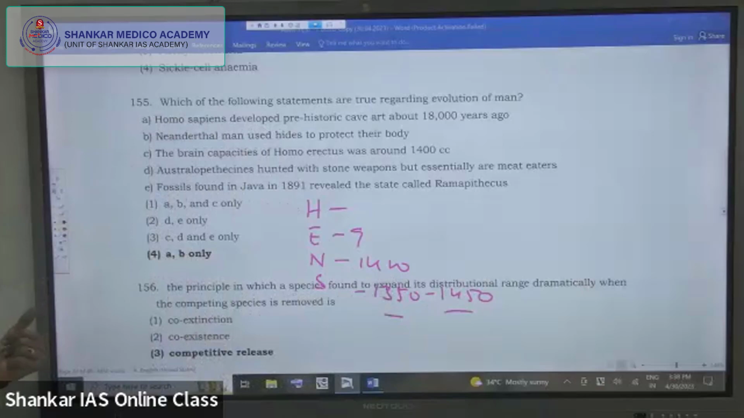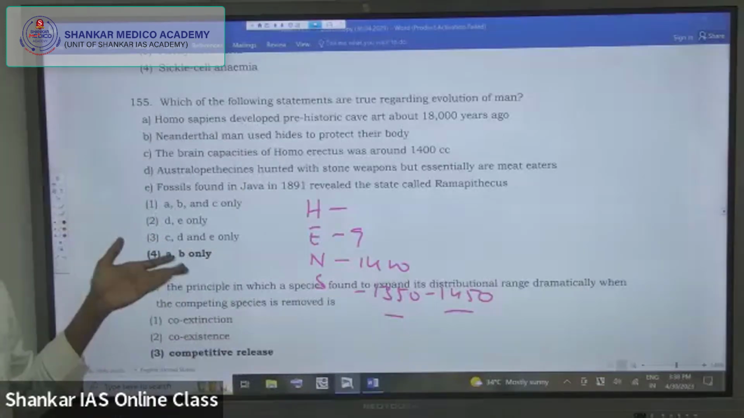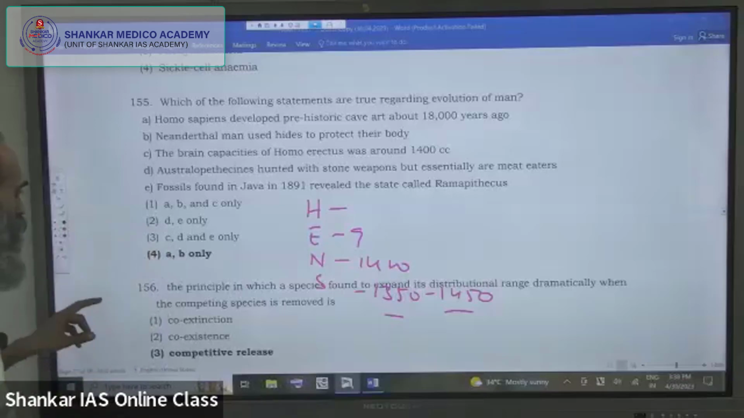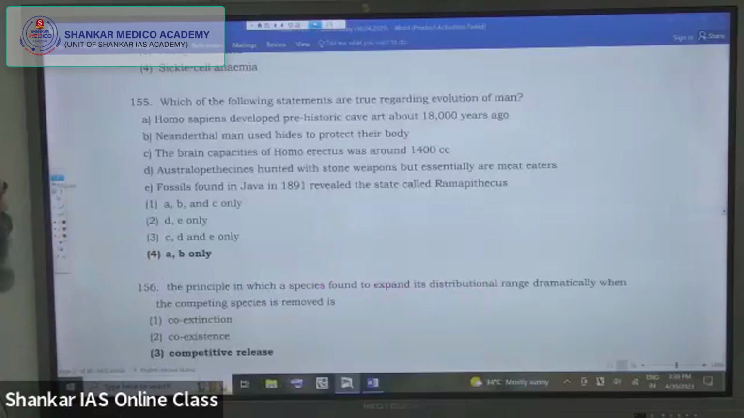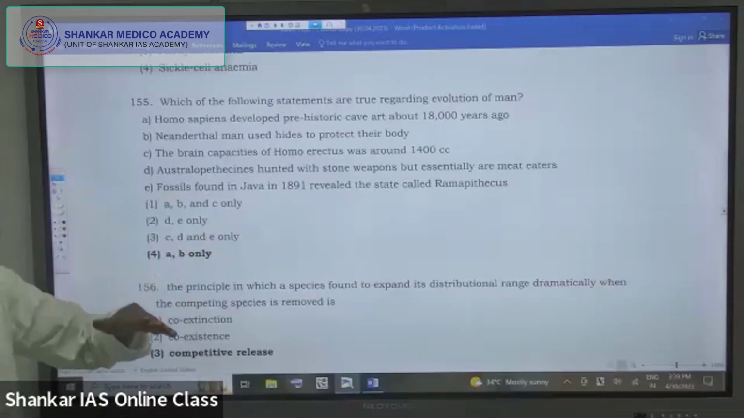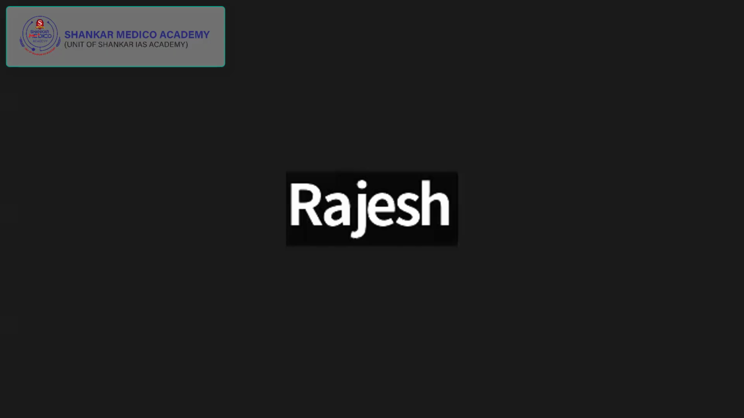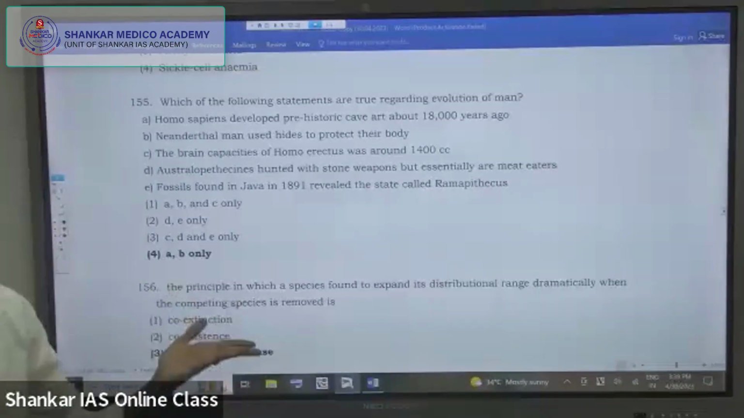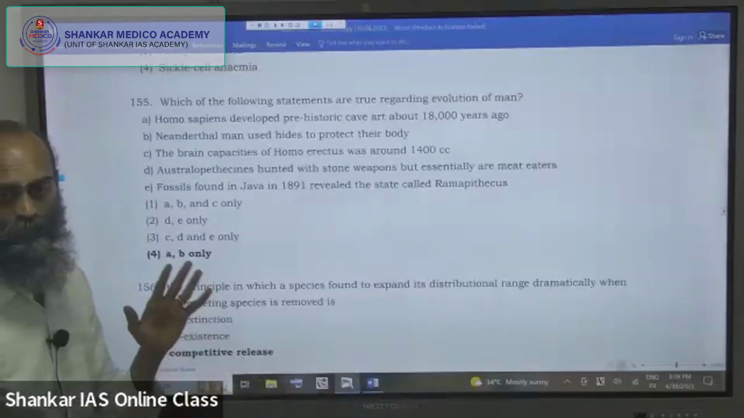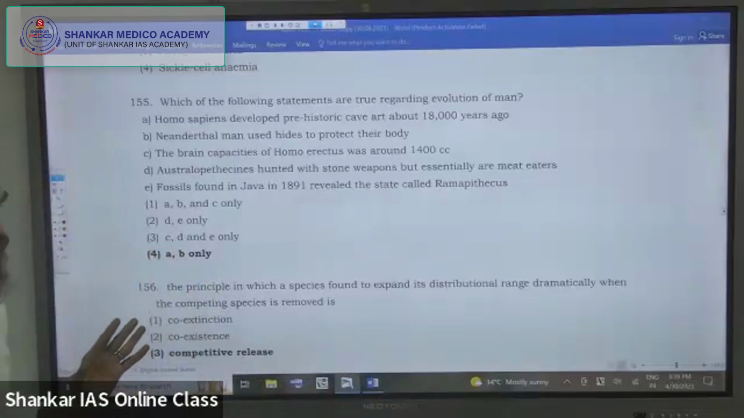Australopithecus hunted with stone weapons, but essentially they ate fruits. From where did the meat eating start? Homo erectus. Erectus is correct. Fossils found in Java in 1891 revealed the state called as Ramapithecus. What is the correct one here? In 1891, what have they discovered? Whose fossils have been discovered? Java means Java man. Java man comes under Homo erectus. Erectus is correct. Homo erectus is the first man to use fire also. So any doubts here?